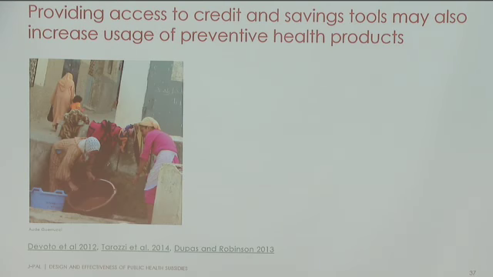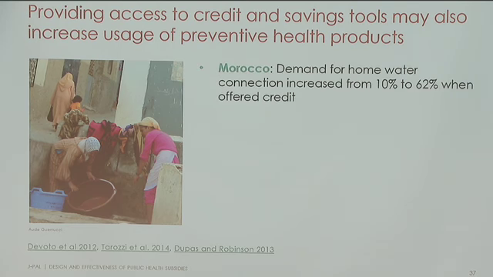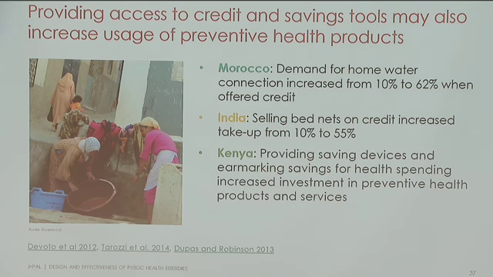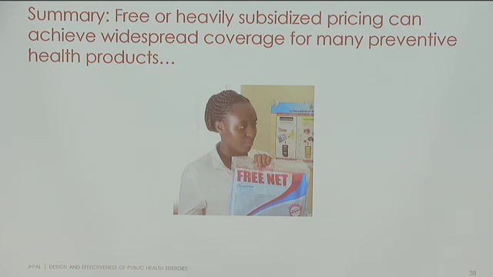Okay, a few additional pieces of evidence. When people get access to credit, it's easier for them to invest in these things, whether it's investing in piped water in Morocco or bednets in India. Getting access to better saving devices also helps people. So again, this speaks to the fact that financial constraints are a big deal.